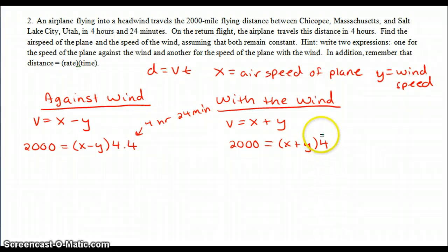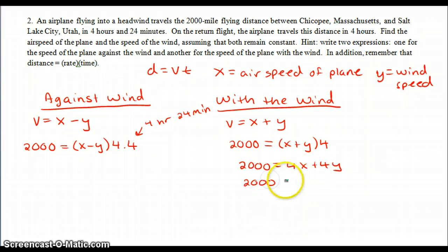Okay, so next, I'm actually going to solve this by using substitution. So here I'm going to distribute the 4 with this equation. I'm going to get 2,000 is equal to 4x plus 4y. And then let's get x by itself. So we have 2,000 minus 4y equals 4x. So I'm going to get 500 equals, oops, sorry, that's not equals, it should be 500 minus y is equal to x.